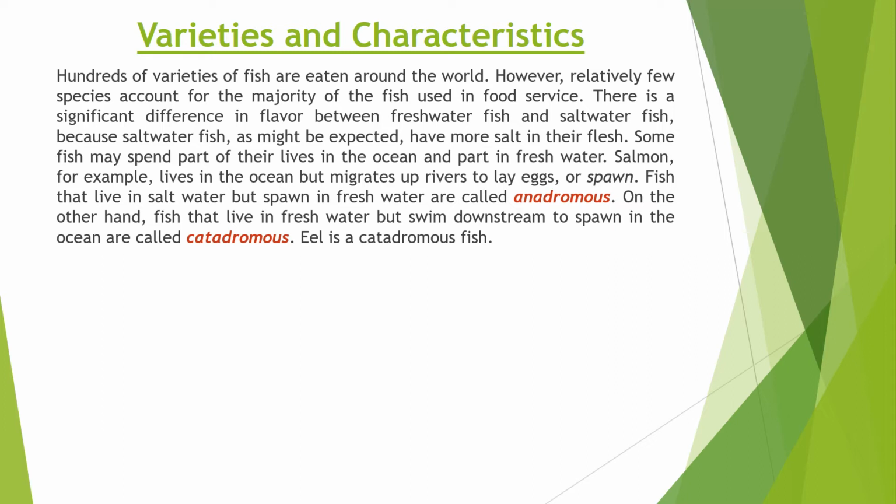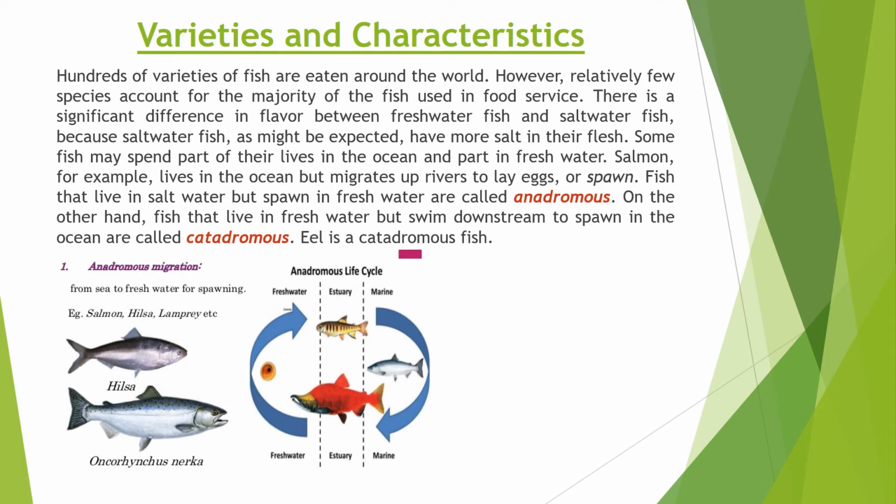On the other hand, fish that live in fresh water but swim downstream to spawn in the ocean are called catadromous. Eel is a catadromous fish. So salmon, for example, are hatched in fresh water. They go to the sea, and whenever they're ready to reproduce, they go upstream. I'm pretty sure you've seen videos of that before, right?